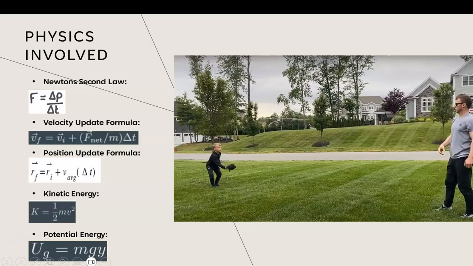So, some equations: Newton's second law, which states that the force is equal to the change in momentum over the change in time. From there, you can derive the velocity update formula, which states that the final velocity is equal to the initial velocity plus the net force acting on the object divided by the mass times the change in time. You can also derive the position update formula, which states that the final position is equal to the initial position plus the average velocity, which is equivalent to the final velocity in some cases, times the change in time.